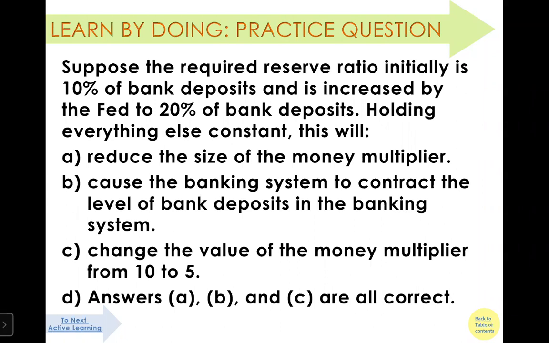Suppose the required reserve ratio initially is 10% and increases to 20%. Holding everything else constant, this will A, reduce the size of the money supply. That's true, because the money supply equals the initial deposit divided by the reserve ratio. The larger the reserve ratio, the lower the money supply.